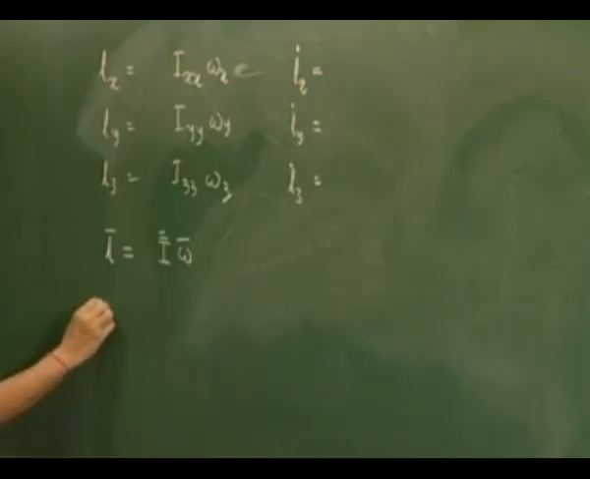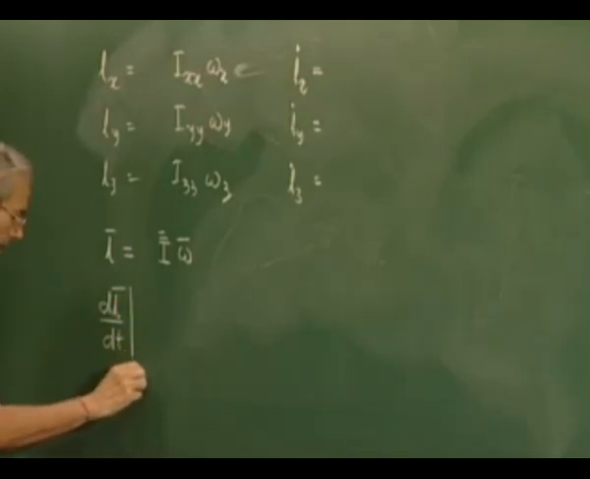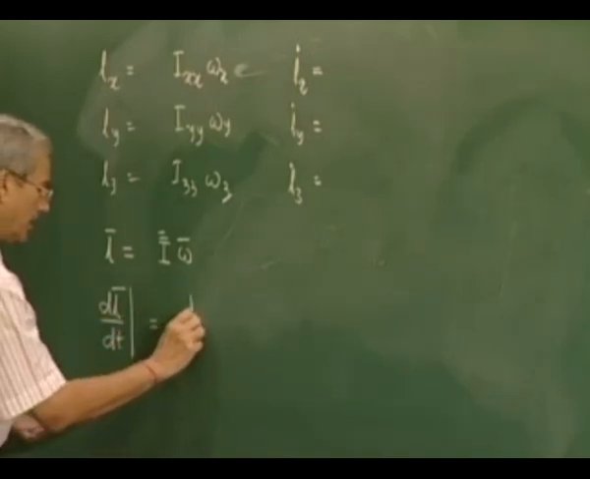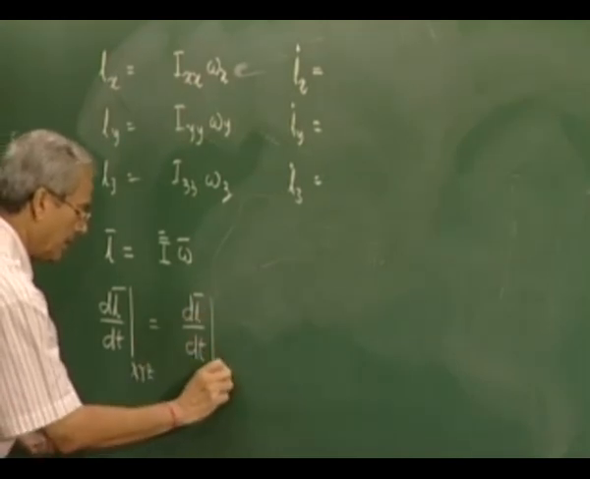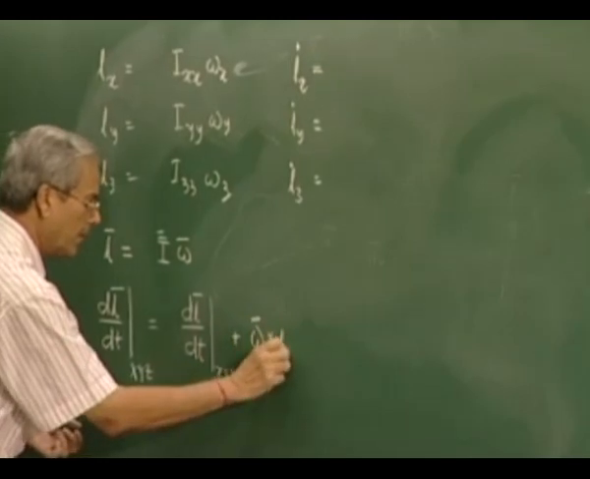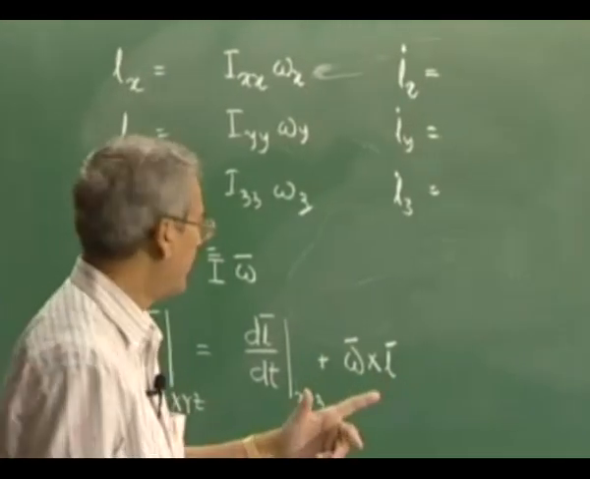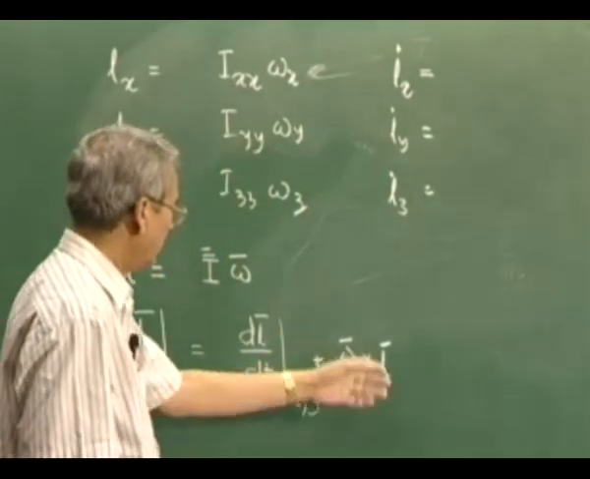Now we have seen that the rate of change of angular momentum, we have to all the time remember, is with respect to the absolute frame, capital XYZ. So here it will be the rate of change as seen in the small frame plus, since the small xyz system is rigidly attached, that frame's angular velocity is also omega, omega cross L.